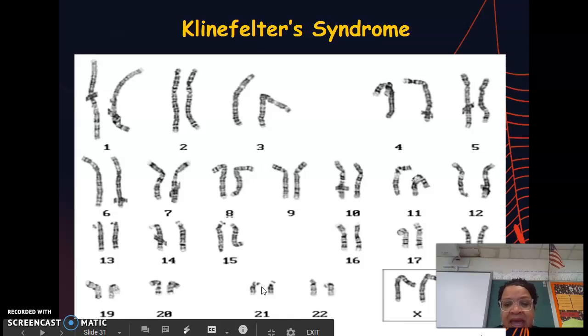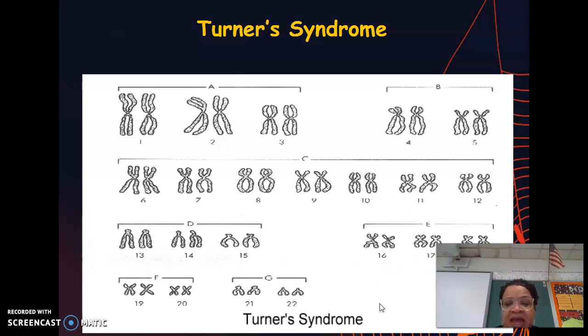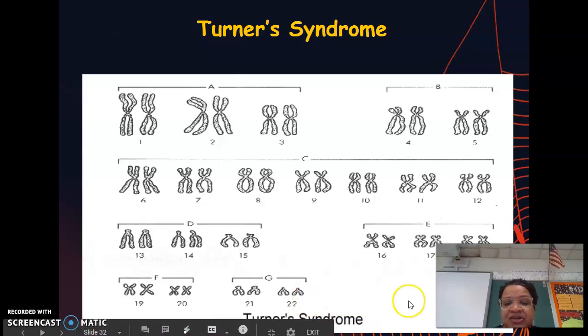And this man has Klinefelter's. He has 2 X chromosomes and 1 Y. And this female has Turner syndrome. She only has 1 X chromosome.